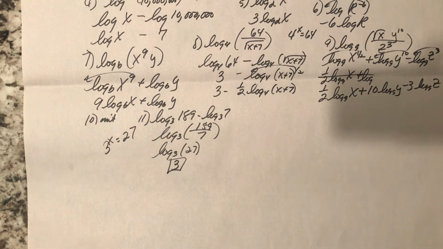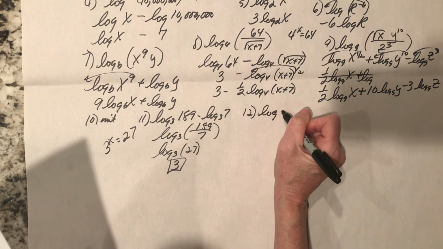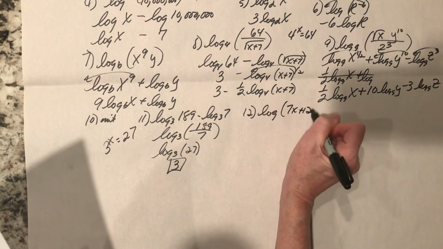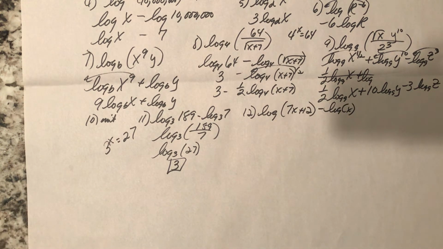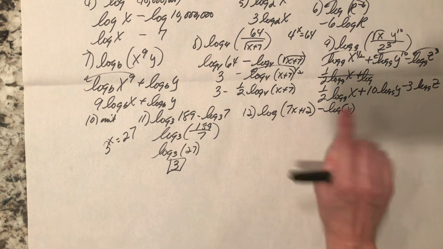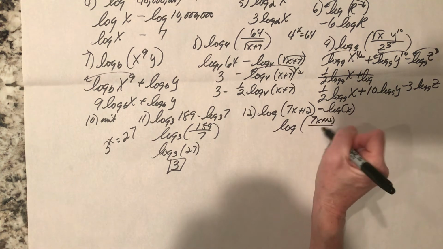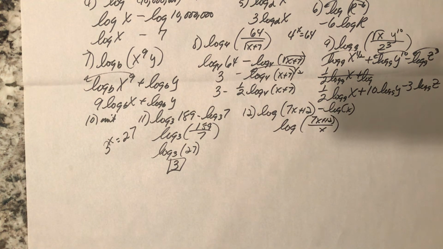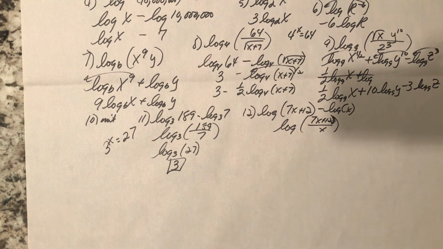Okay, number 12, let's squish that together. We've got the common log of 7x plus 12 minus the log of x. Not a whole lot fancy going on here. This is a fairly simple, straightforward problem. You've got a subtraction problem. You need to turn that into a division of logs. Log of 7x plus 12 over x, and we're good. Don't need that little piece of parenthesis. So 7x plus 12 on top, x on bottom.